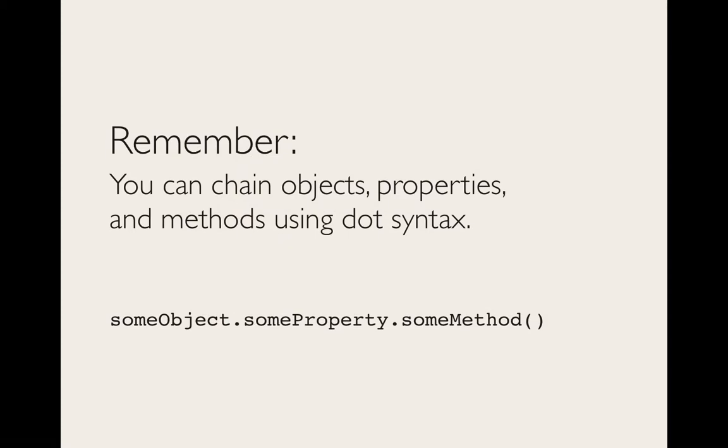Remember, you can chain objects, properties, and methods using dot syntax, because if you have some object, you have dot some property, and if you recall, some property is just a variable that's assigned to that object. And some method is just a function that's assigned to an object. So properties are variables, methods are functions that are assigned to objects. Let that sink in a little bit. Should be good to go.